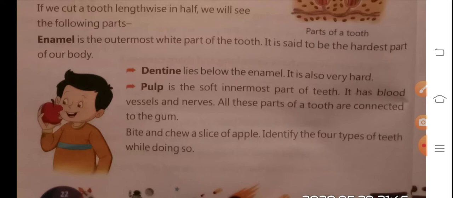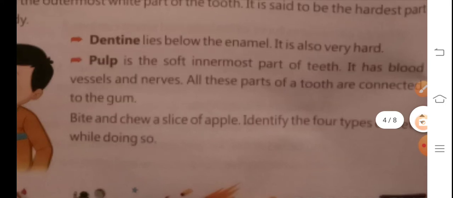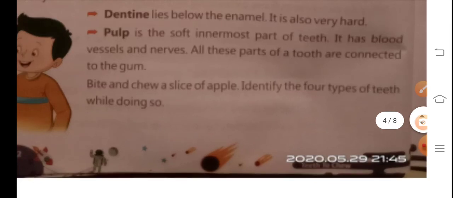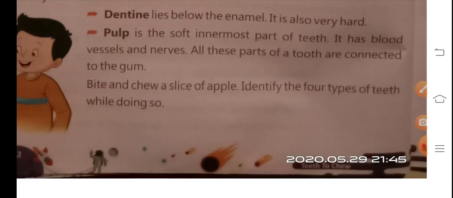And next, pulp. Pulp is the soft, innermost part of the tooth. It has blood vessels and nerves. All these parts are connected to the gum. It means all parts are connected to the gums with blood vessels.